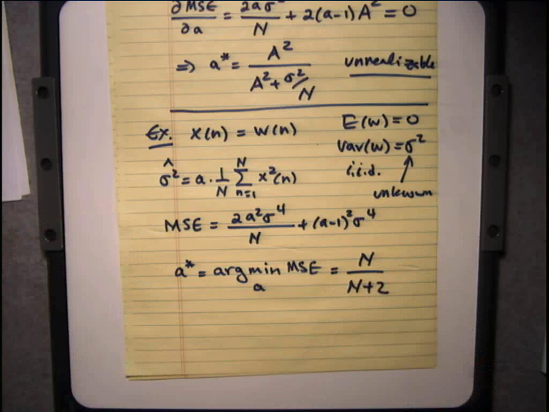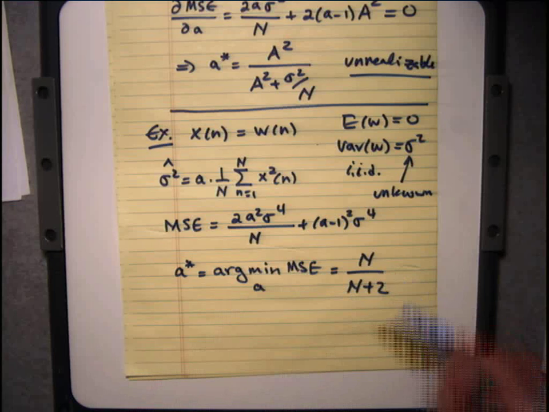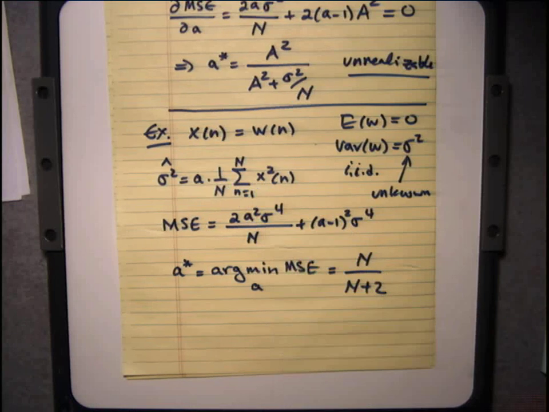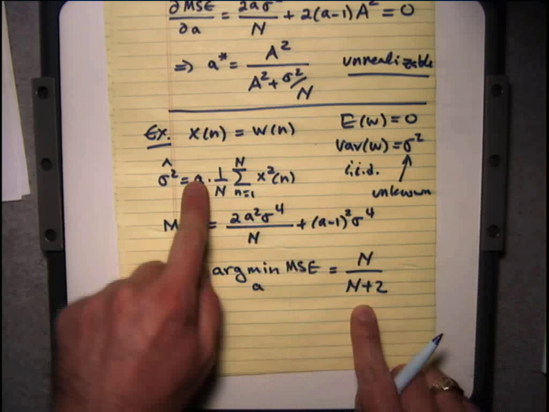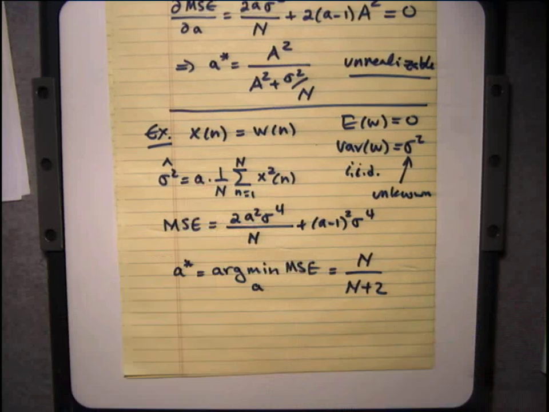In other words, magically, the A star actually does not depend on the unknown parameter. So if you want to come up with an estimator for the variance, for the noise power, that has minimum mean squared error, then you replace 1/n with 1/(n plus 2). You see what happens if you multiply here. The n goes away, the denominator becomes n plus 2.